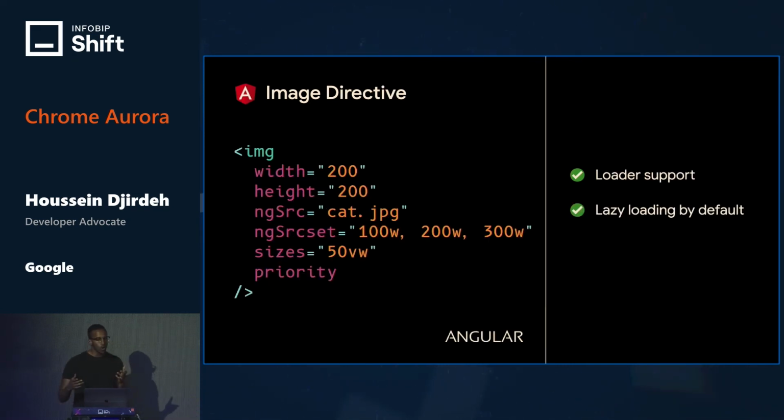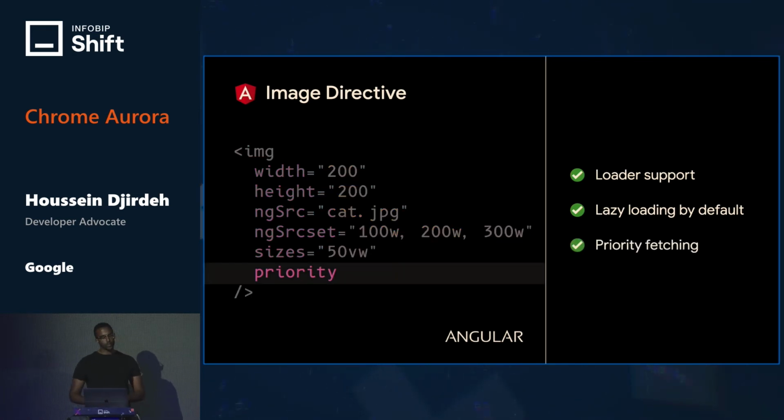And just a few weeks ago, we worked with the Angular team to ship an image directive to take care of a lot of this as well. It also comes with loader support, and it will lazy load your images by default. There's also a neat priority prop that will automatically use fetch priority under the hood when included for high priority images. Angular will also warn you if it detects an LCP image that does not have the priority attribute when it should. This directive is still in developer preview, so if you happen to use Angular, give it a shot, and please leave us some feedback.